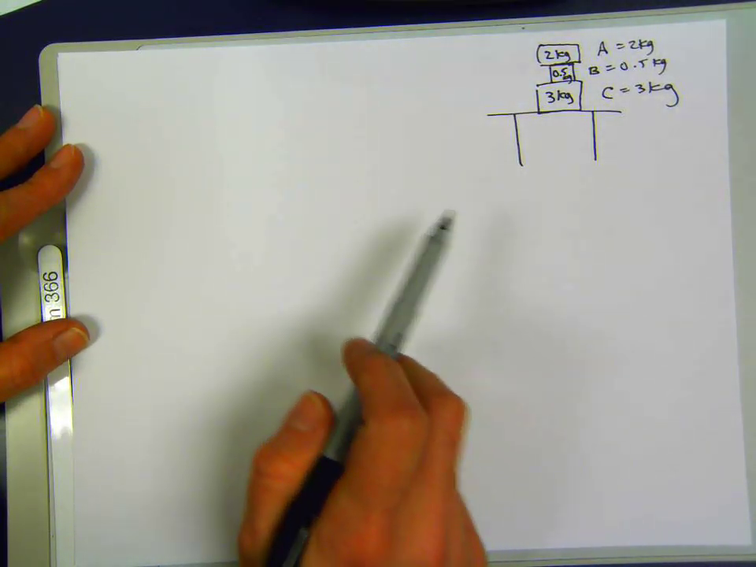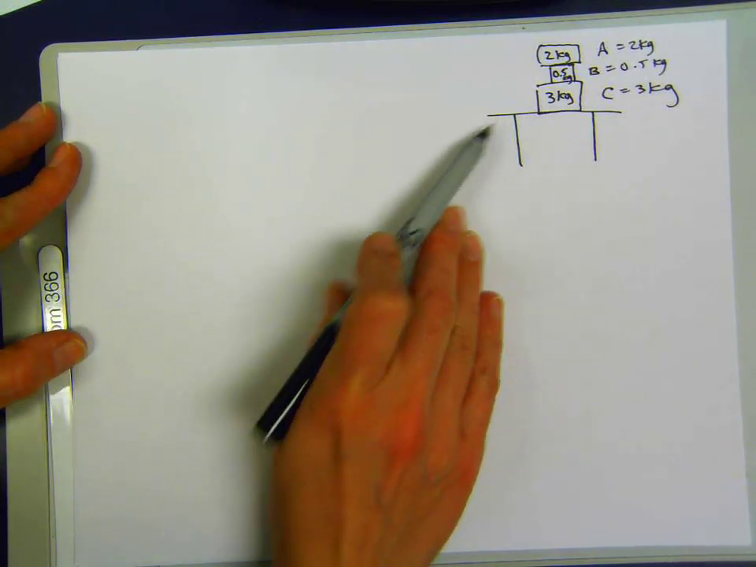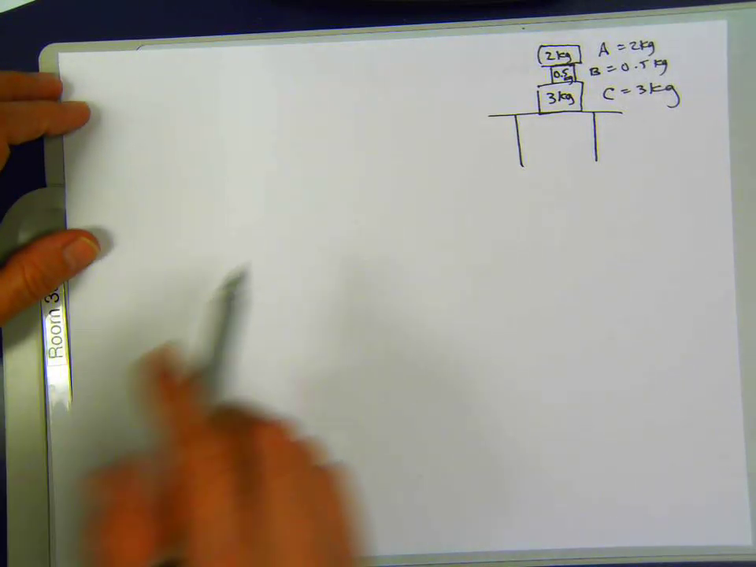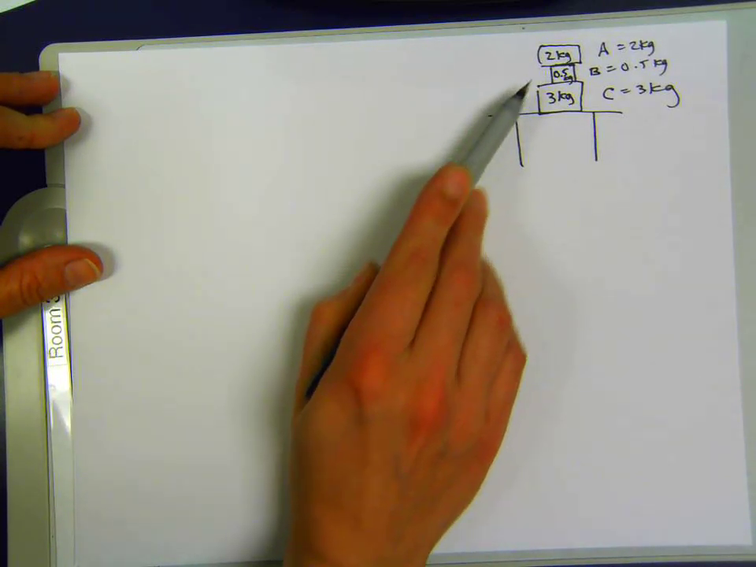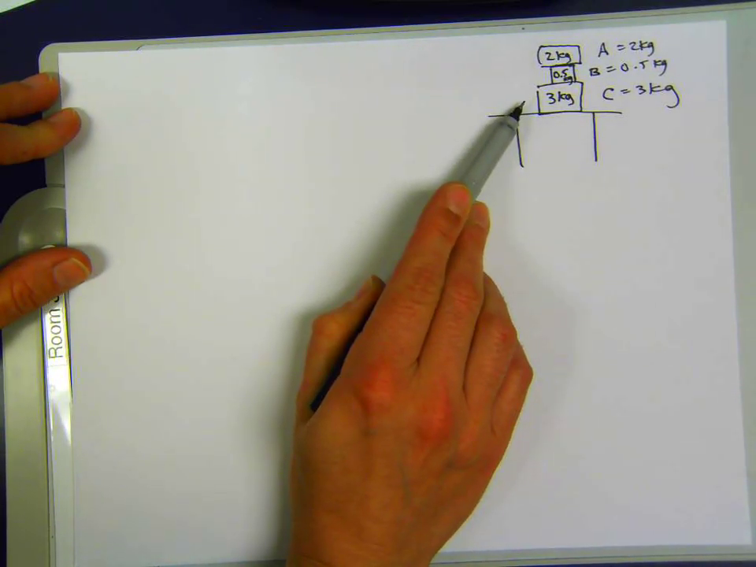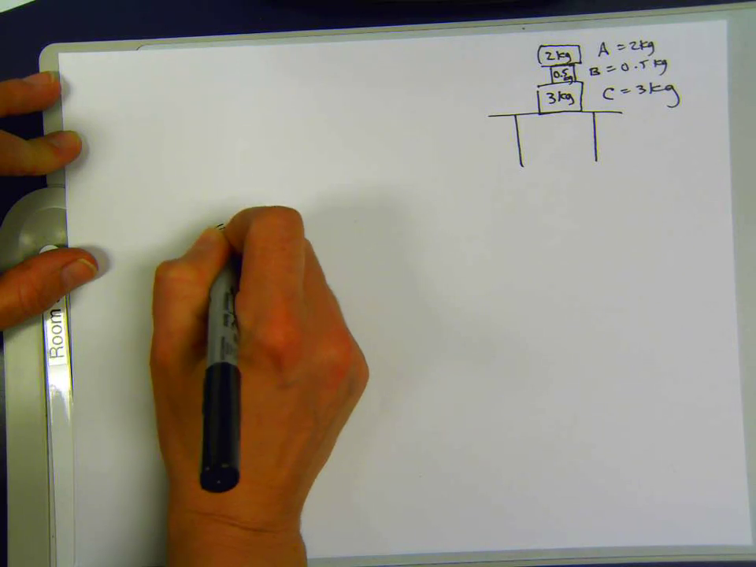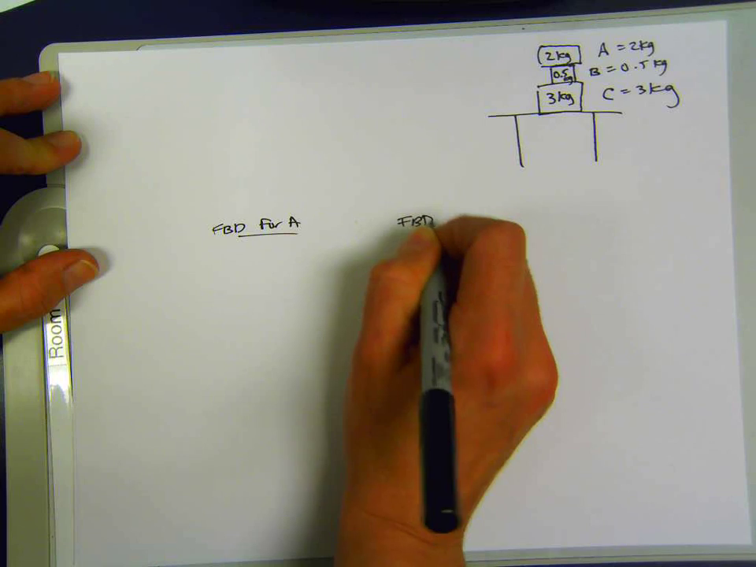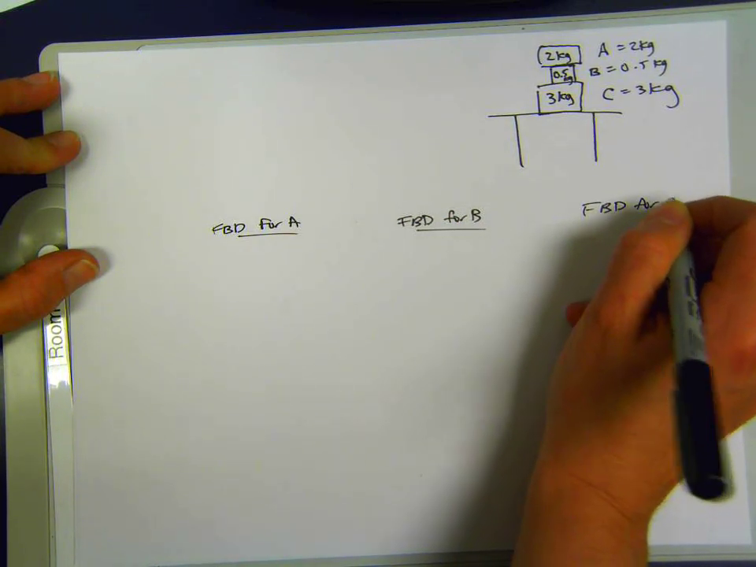This is a video to help with problems like this where you have a box stacked on a box, stacked on a box, stacked on a table, and you're asked for all of these different normal forces that are applied. In this particular problem, I called box A 2 kilograms, box B 1/2 kilogram, and box C 3 kilograms. Probably the method I'm going to use is to draw a free body diagram for A, a free body diagram for B, and a free body diagram for C.